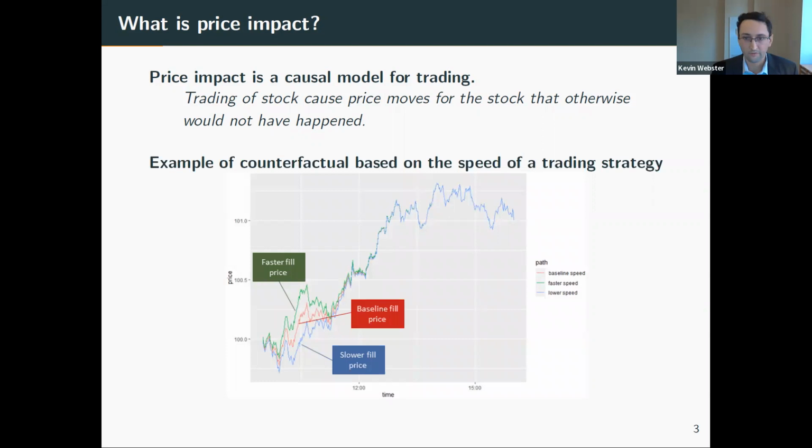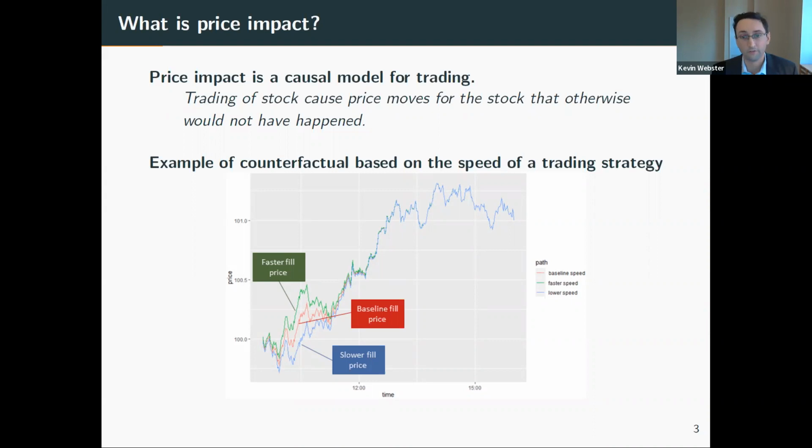To illustrate this, consider the following simulation. I start off with a baseline trading speed, which is whatever the historical trades were on my data, and I observe a price path. This would be this red price path there. And I may ask the question, or my trader may ask the question, what if I had traded faster? What if I had traded slower? The answers to those what if questions, to these counterfactuals as economists would call them, are the green line and the blue line, which are simulated lines. They do not exist in the historical data.